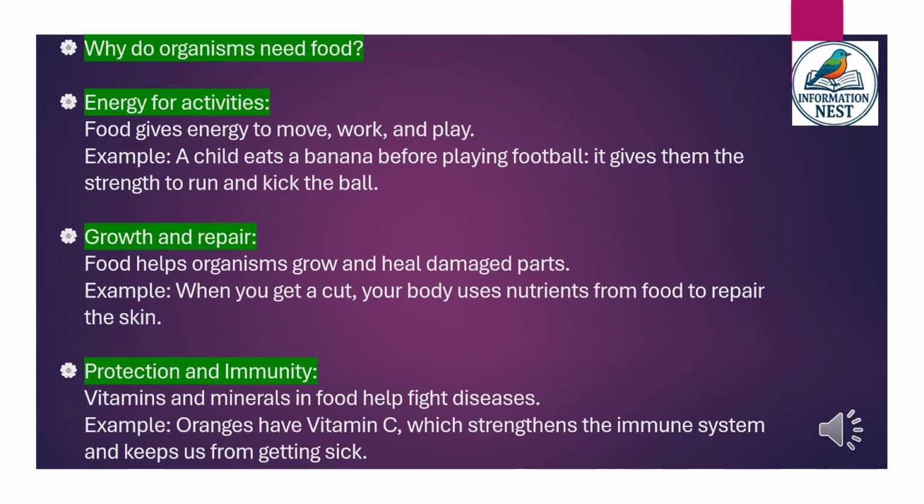When it comes to growth and repair, food helps organisms grow and heal damaged parts. For example, when you get a cut, your body uses nutrients from food to repair the skin. When we talk about protection and immunity, our body requires vitamins and minerals in the food to help fight diseases. For example, oranges have vitamin C, which strengthens the immune system and keeps us from getting sick.